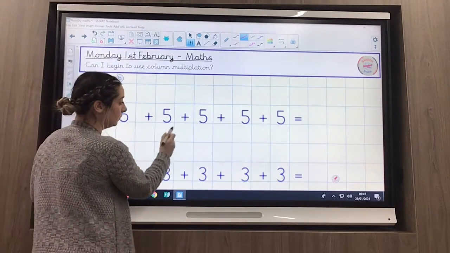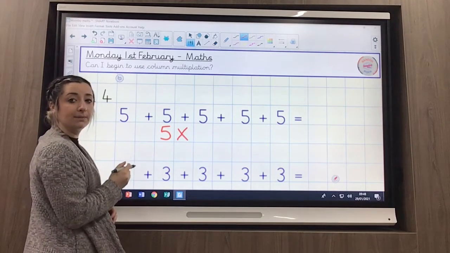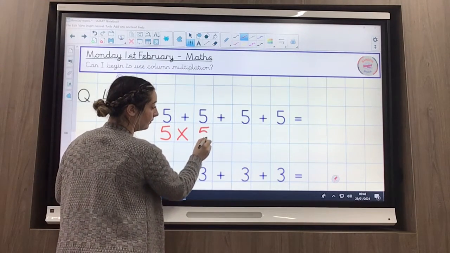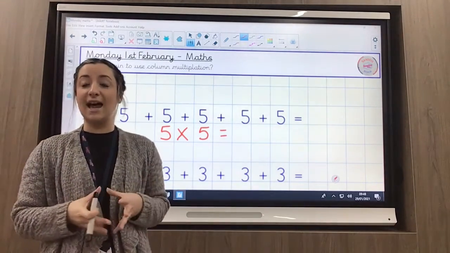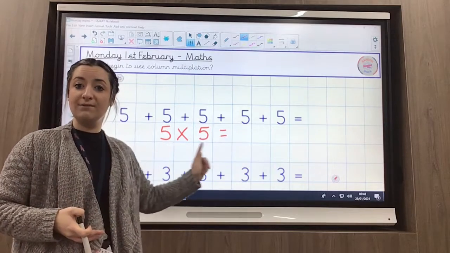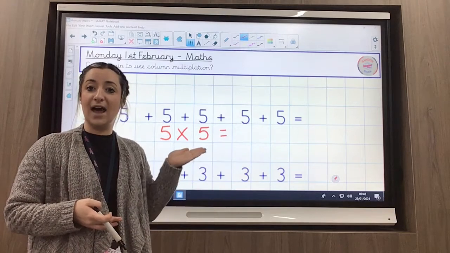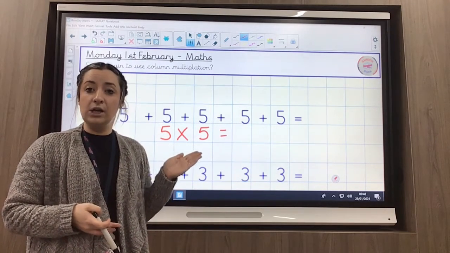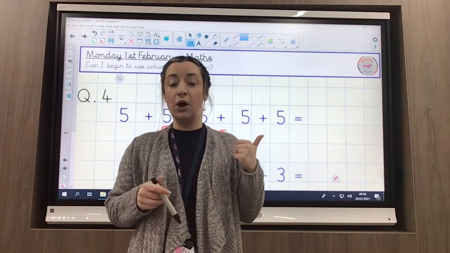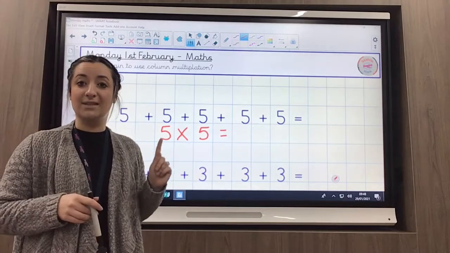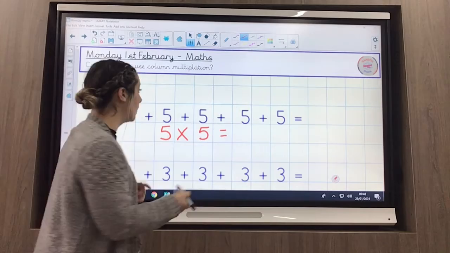Okay, 5 lots of 5. So hopefully you would have realised that we've got 5 times by, or multiplied by, 5. Now earlier on we talked about squared numbers, didn't we? And that's when a number is times by the same number. So 5 times 5 is a squared number because it's multiplied by the same number. It's 5 multiplied by 5. So 5 squared, we said this on the previous slide. What was really easy for us to work out 5 times 6 is knowing what 5 times 5 is. And the 5 times 5 was 25.